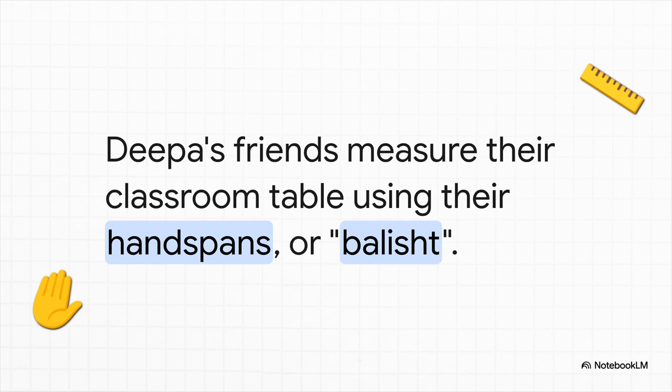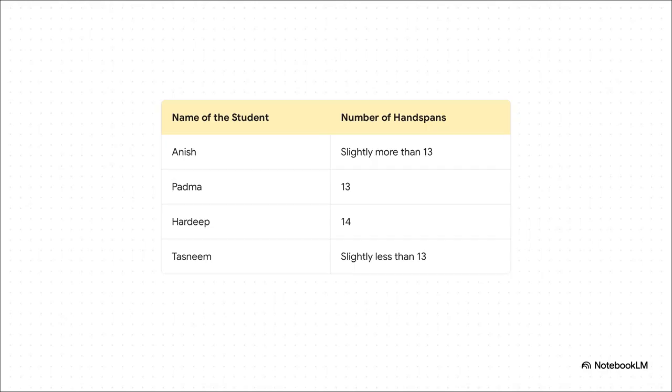And their tool of choice? The belisht, or what you and I would call a handspan. You stretch your hand out, thumb to pinky, and go end over end. Seems easy enough? And check this out. This is where it gets really interesting. Look at their results. Hardeep measured 14 handspans. Padma got exactly 13. And Tasneem got a little bit less than 13. They all measured the exact same table, but every single one of them got a different answer.